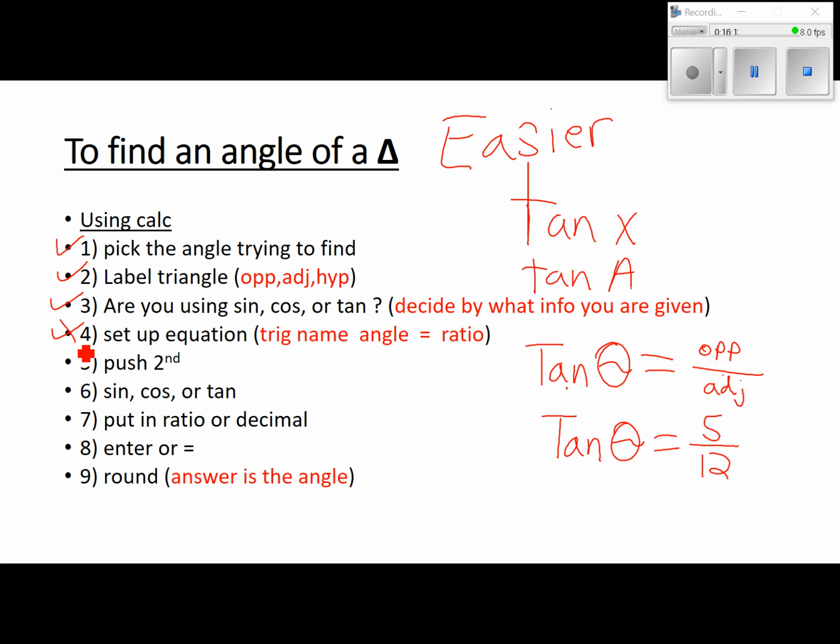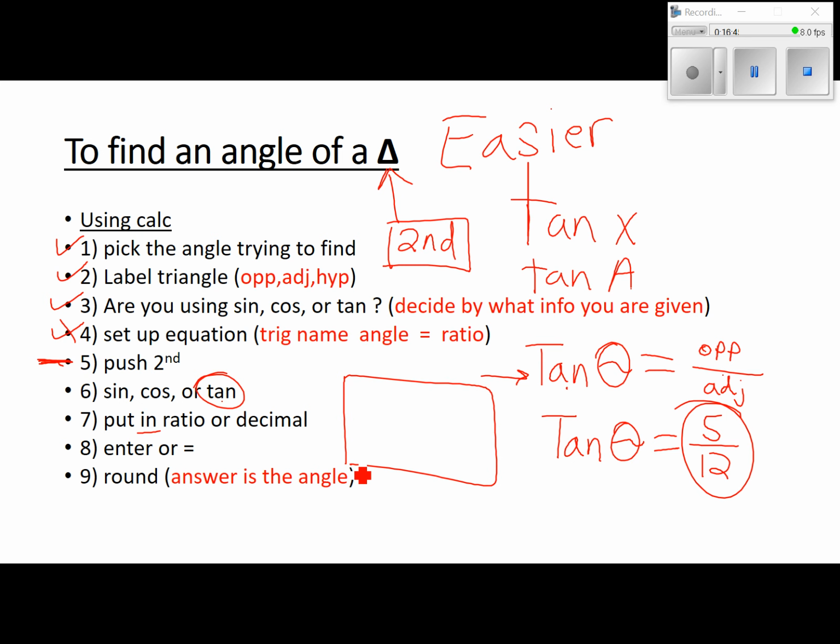Once you have that equation set up, that's right there on your calculator. Since we're looking for an angle, you're going to use that second button on your calculator, or the shift button, depending on which calculator you have. So you push second, then the trig ratio that you picked. This time we picked tangent, so I'd hit second, tangent. Your calculator is going to look like this.